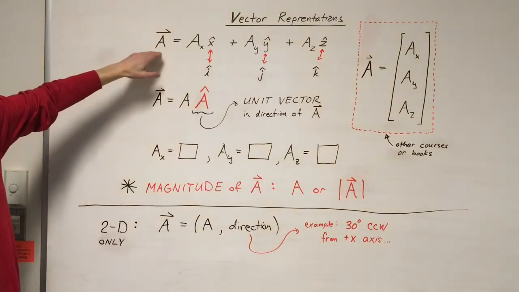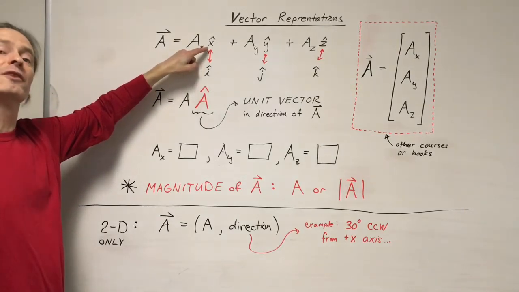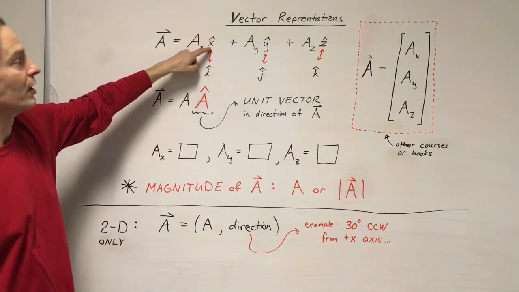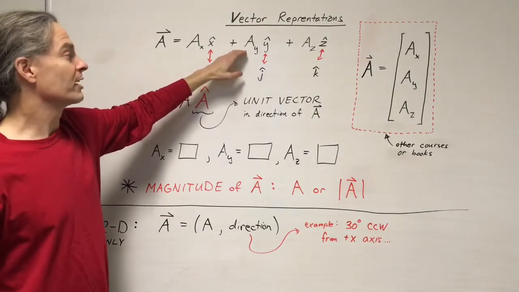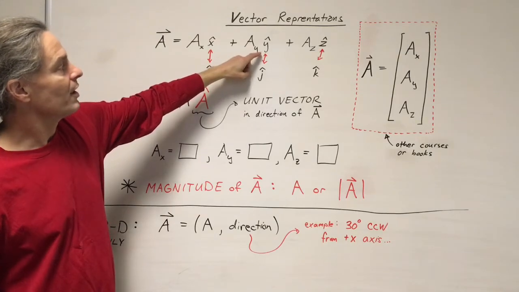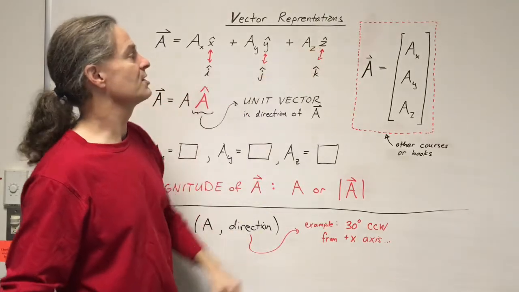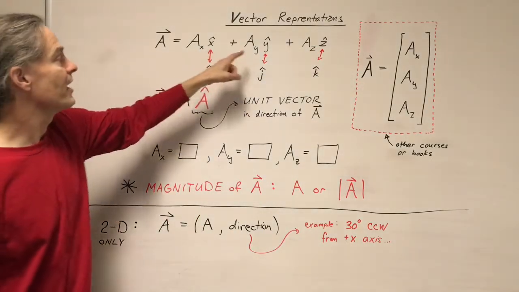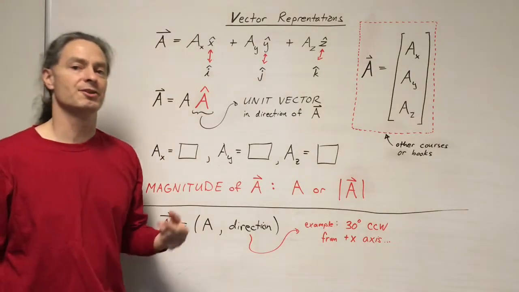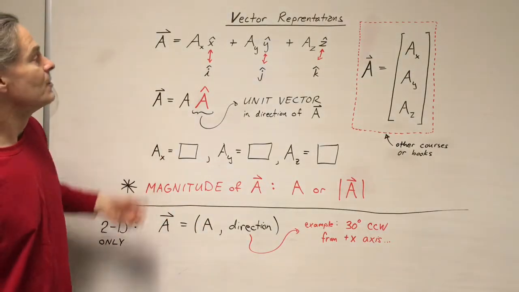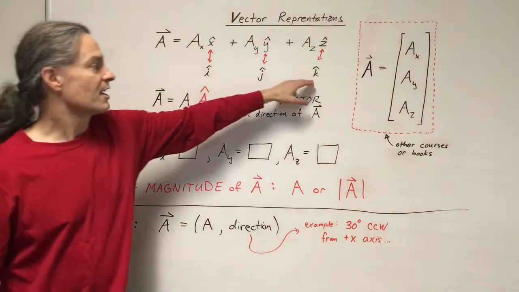Now, we could put all that in one single expression. For example, I could write the vector A as the x component of vector A multiplied by a unit vector in the x direction, which I'll call x hat, plus the y component of vector A multiplied by a unit vector in the y direction, plus the z component of the vector A multiplied by a unit vector in the z direction. So x hat, y hat, and z hat are representing unit vectors in the x, y, and z directions, respectively. I'll use those symbols interchangeably with i hat, j hat, and k hat.